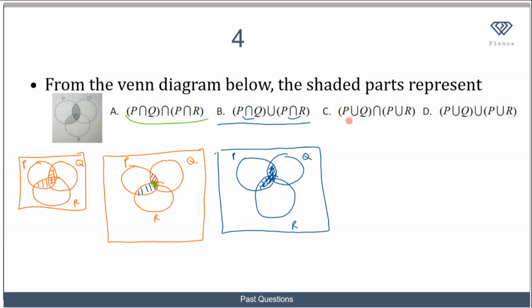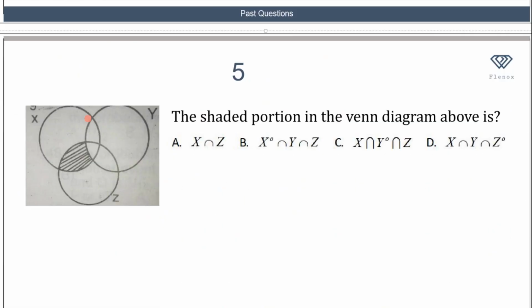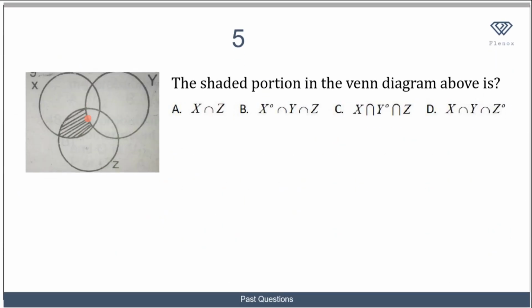So if you walk through the other options, you find out that the region that will be shaded will not be this. So only this, when you shade it out, will give you something that looks like what you're given in the question. So let's move on to the next question now, which asks us that the shaded portion in the Venn diagram above is what?